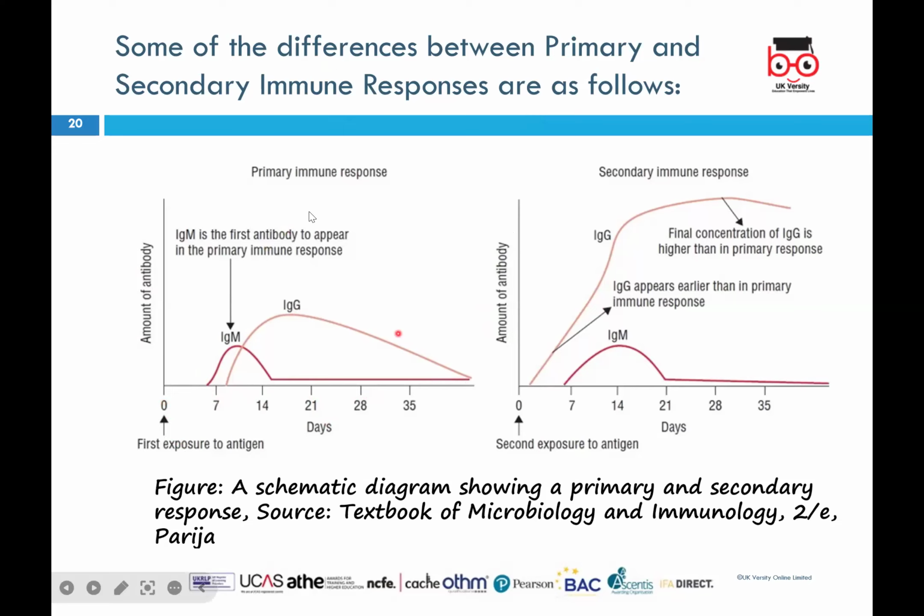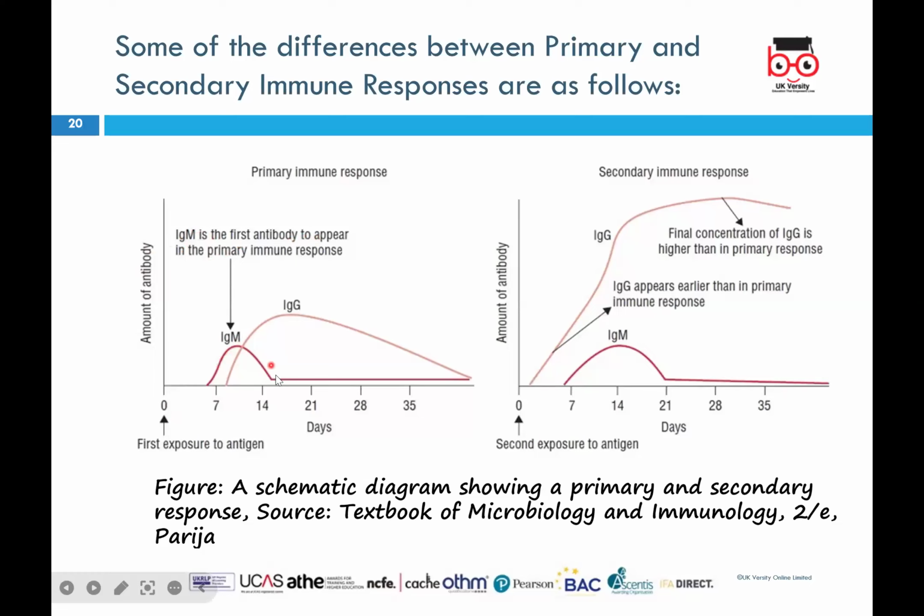The primary immune response. So what happens? There's an antigen that was identified, and antibody is produced. So which antibody is the first one to be produced? IgM, immunoglobulin M. It's the first antibody to appear in the primary response.